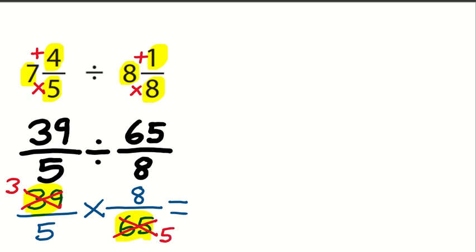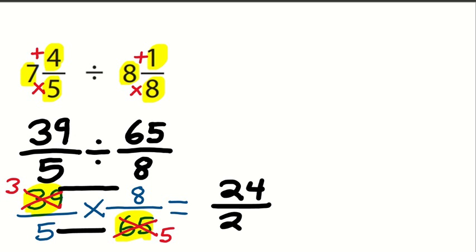And now we're ready to multiply across the top. We have 3 times 8 is 24. And now we multiply across the bottom. 5 times 5 is 25. And as you can see, that is in simplest form, my friends. We're good to go. Let's rock and roll.